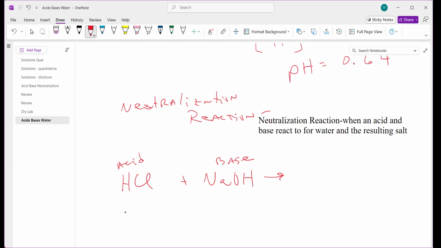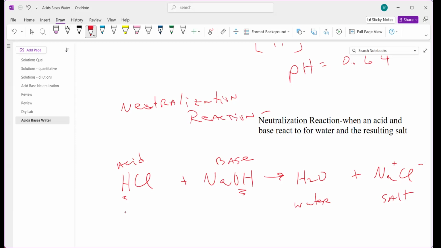So the H and the OH form water. What's left over? We've got a cation and an anion. Sodium chloride. So this is the salt. Now, again, salt is not just sodium chloride. Salt is, in generic terms, a cation and an anion. The salt. Okay, so all neutralization reactions are like this.